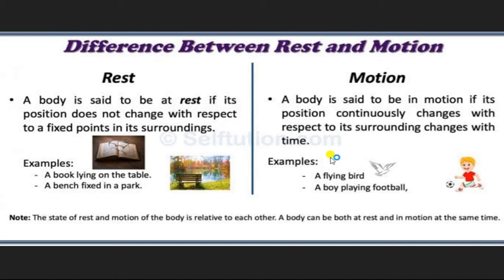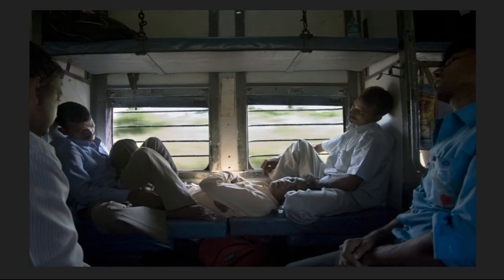For that, I want to tell you one example of a moving car or a moving train. Children, you can see here in this picture, people are in the train, and in the outside environment it seems like something is moving. You might have also noticed that when you are sitting inside the train, it seems like outside things are moving. But actually, the train is moving. So there is a difference.